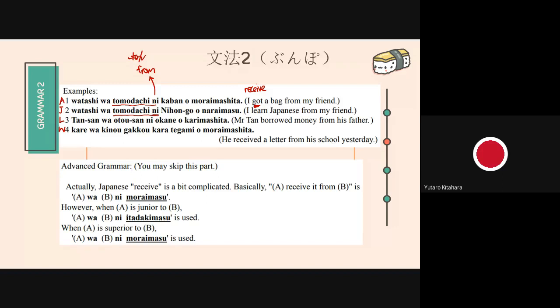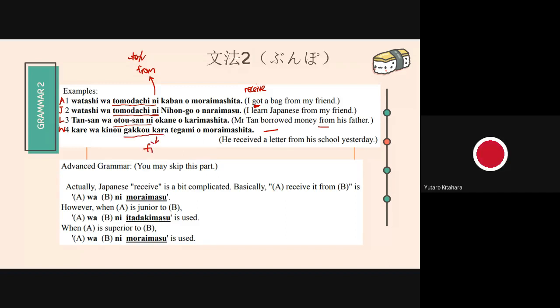Okay, number three, Lisa. Tan-san wa otosan ni okane o karimashita. Borrow. So borrow we also use from, right? Correct. Borrow money from father. Okay, number four. Kare wa kei no gakko kara tegami wo moraimashita. Very good. Receive a letter from school.